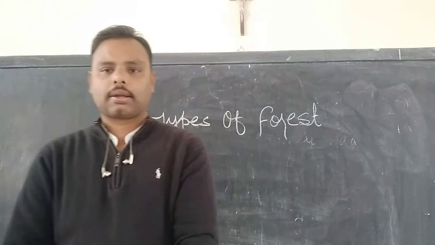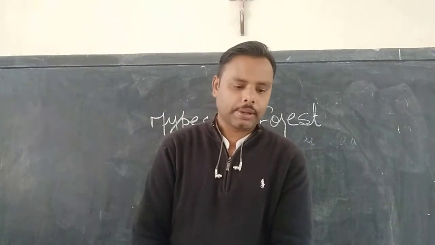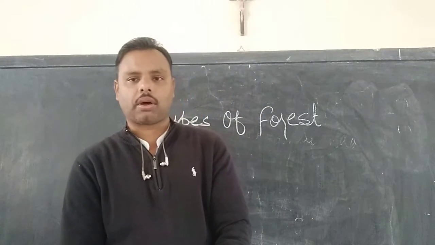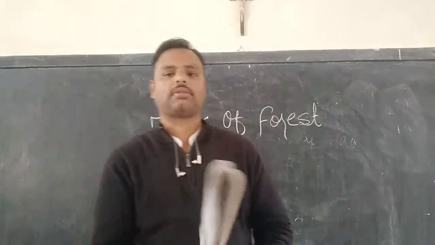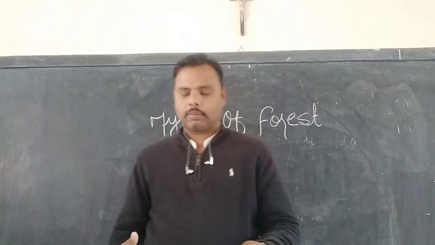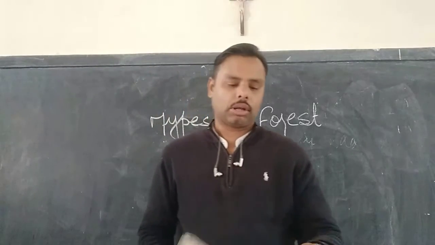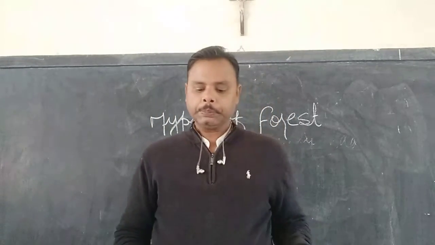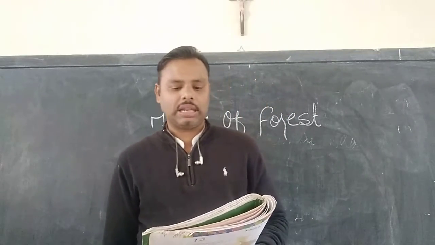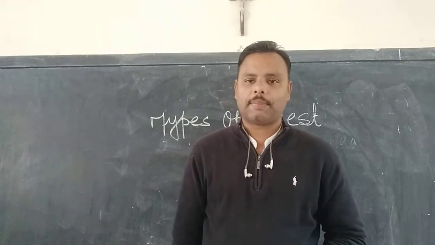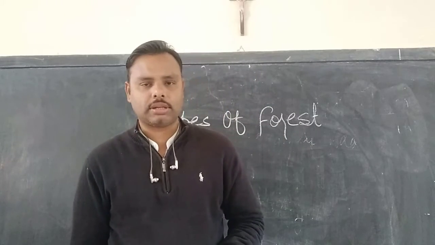Today we'll take the second one, that is deciduous forest. What is a deciduous forest and what are its examples? Page number 79, chapter number 12. The trees in this forest shed their leaves in the summer season. These are basically grown in the summer season.